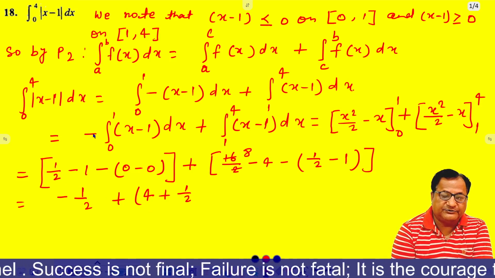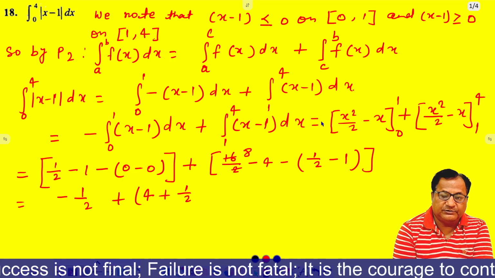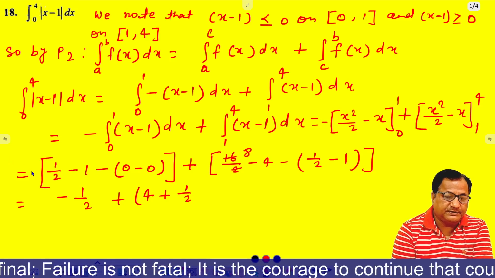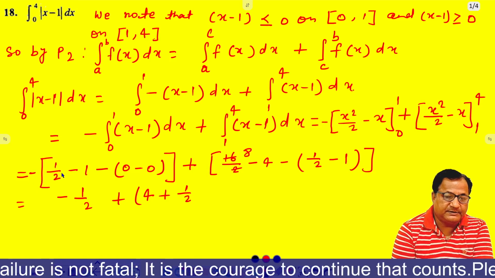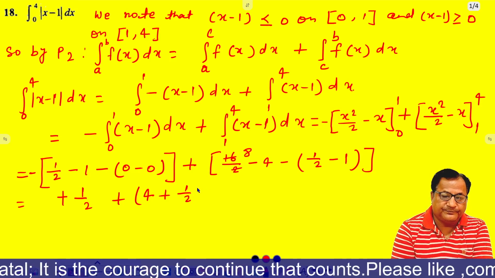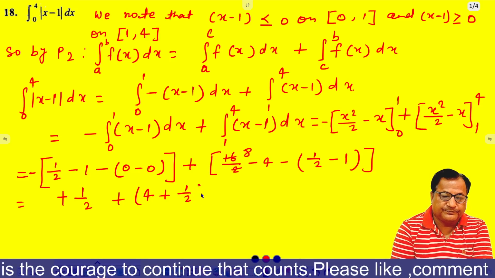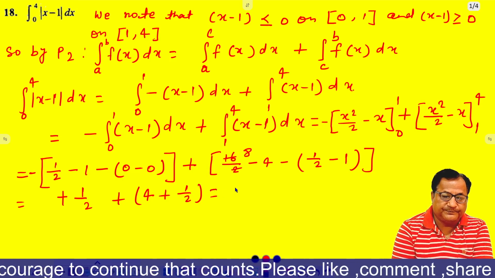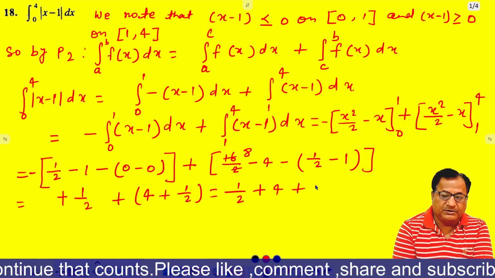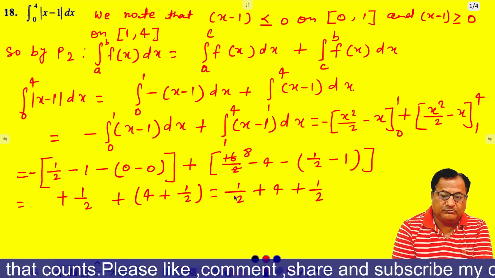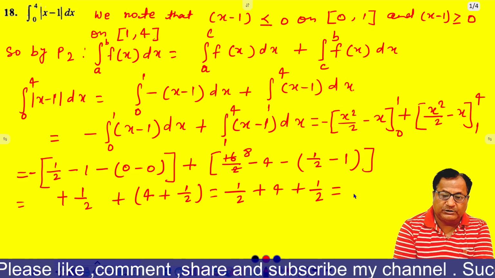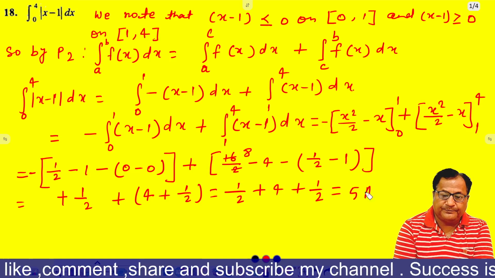Here there is a minus outside, so it will be minus outside, and minus minus becomes plus. So 1 by 2 plus 4 plus 1 by 2. 1 by 2 and 1 by 2, if we add them we get 1, and 1 plus 4 equals 5. This is the answer.